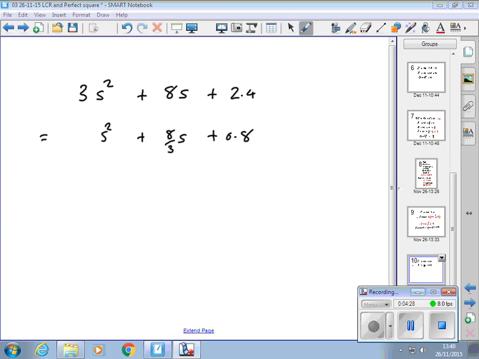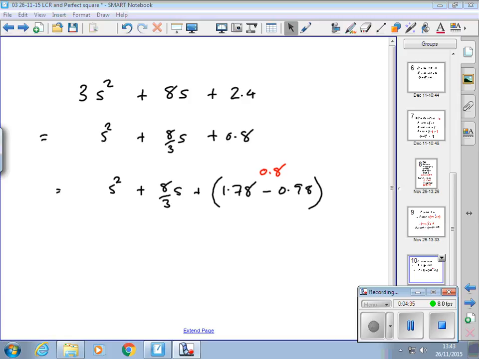So first step, divide by 3, and we get s squared plus 8 over 3s plus 0.8. Good. So now what we do is, in practice, we take our 8 over 3 and we half it and square it, and that gets us 1.78, near enough. So then we ask ourselves, okay, I should have 0.8, so I've actually got to take away 0.98 to get me back to the 0.8. So that's my remainder, minus 0.98.